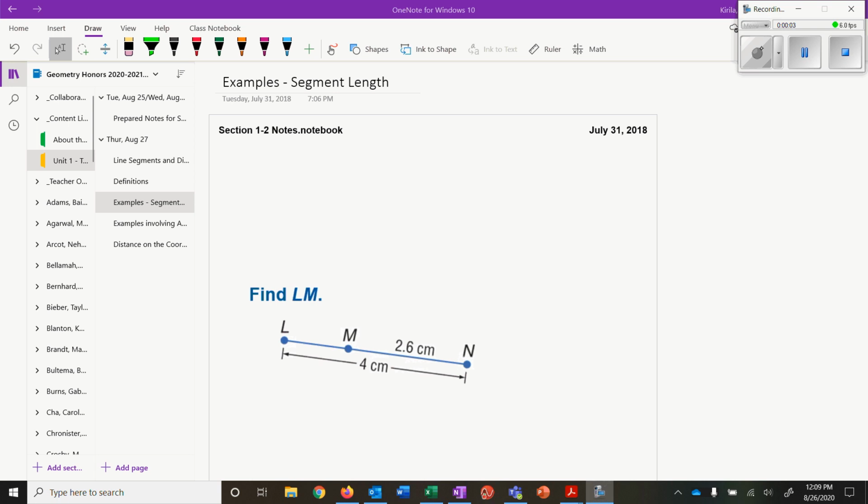I'd like to talk a little bit more about length of segments. So here it says find LM, and I see it's using two endpoints with no symbol on top. So I need to remind myself that this means the length of segment LM.